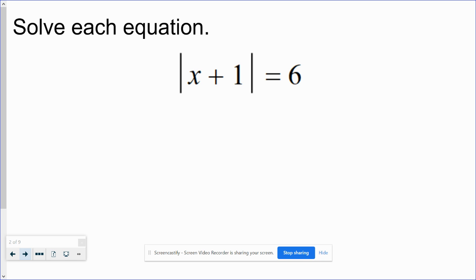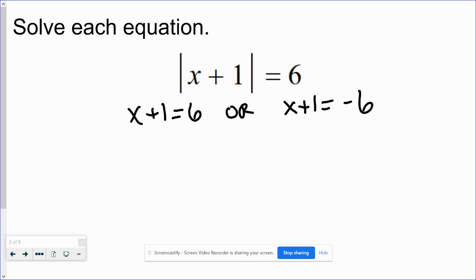So when I see an equation like this, just like in our last lesson, the absolute value of x plus 1 is equal to 6. I would start by saying that x plus 1 stuff is 6 units away from 0. So it's either at positive 6 or at negative 6 on the number line, which means I could write two equations. So x plus 1 is equal to 6, or my other option is x plus 1 is equal to negative 6.